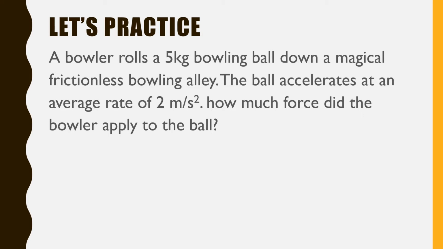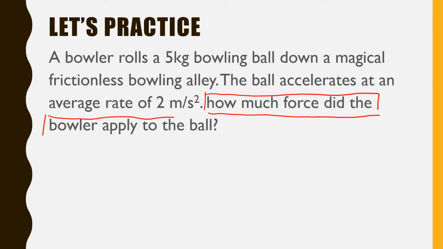So we've read it. Now it's time to underline important things. I'm going to go ahead and box in the main question here: how much force did the bowler apply to the ball? Now I'm going to underline some key points. We are looking for how much force. And I'm also going to underline ball, because I want to find information in the information part of the question that relates to the force on that ball.